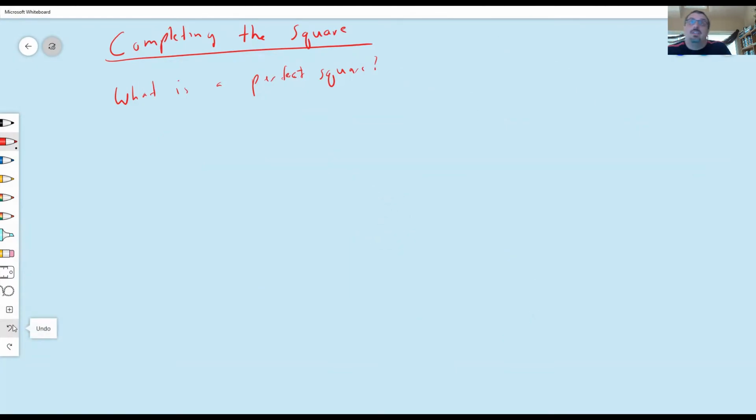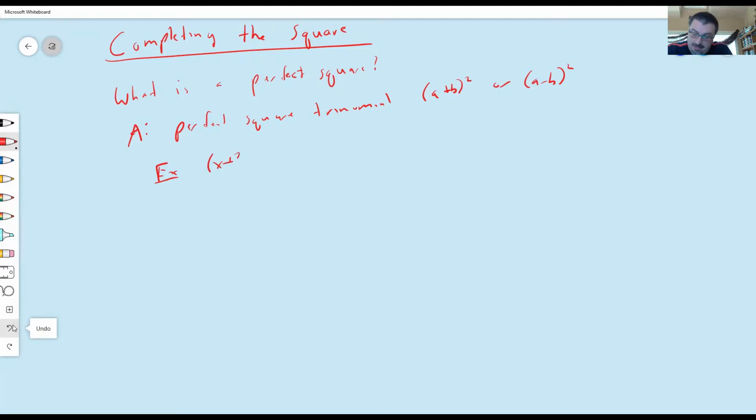Okay, would you like to talk about completing the square today? So the first question, what is a perfect square? Well, the answer, in our case, is a perfect square trinomial. So (a plus b) squared or (a minus b) squared. Let's look at an example.